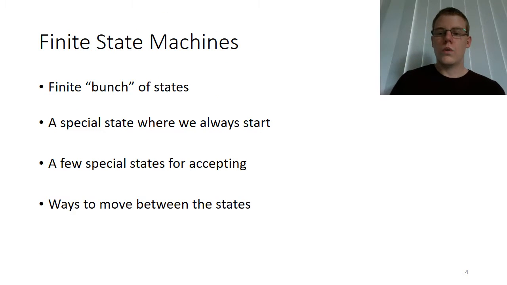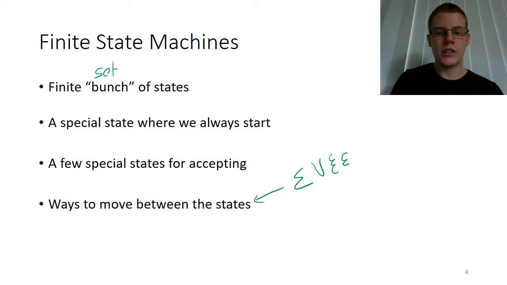So, what we had for the finite state machines, in essence, was a finite set of states, and a special state where we always started, and a few special states, so a subset of all of the states, where we can accept a string if we end up there with an empty string, and ways in which we can move between the states. And one of the important things was that each of these ways either uses an element from the alphabet or the empty string, epsilon.